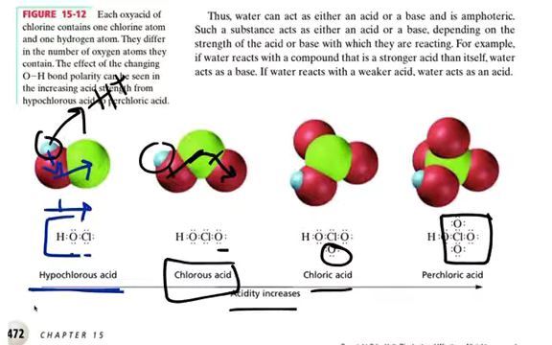So if we see hydrogen attached to something that's very electronegative, or something that has a lot of electronegative pieces in the molecule, it's more likely to be a strong acid.